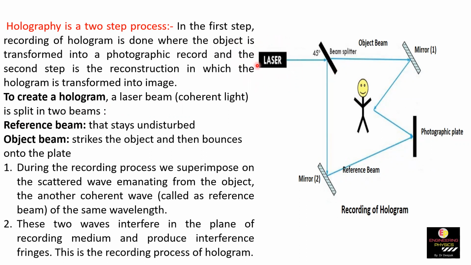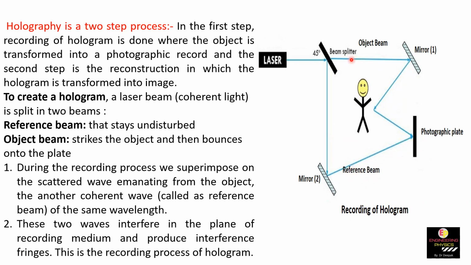So the recording of hologram we can understand with the help of a diagram: laser light, a monochromatic or coherent source. One is the beam splitter at a 45-degree angle. What is the function of the beam splitter? It will divide the laser light into 2 parts. One is called the reference beam, which falls on the mirror, and after reflecting, meets on the photographic plate. That beam is called the reference beam.